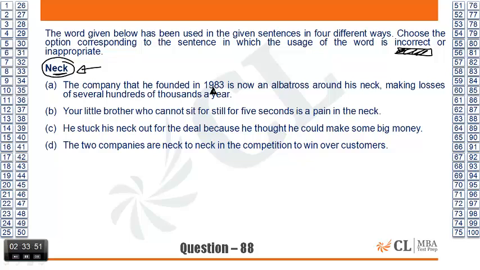The company that he founded in 1983 is now an albatross around his neck. Making losses. Okay, this sounds okay. Your little brother who cannot sit still for 5 seconds is a pain in the neck. This we say, yes, pain in the neck. This is okay. He stuck his neck out for the deal because he thought he could make some big money.